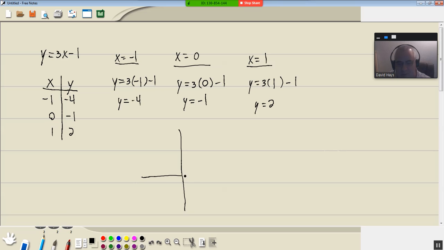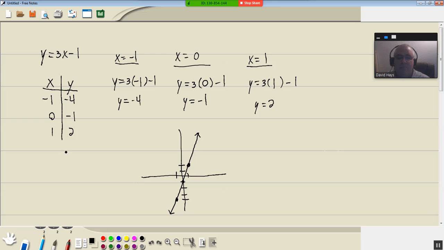So after we get the appropriate number of points, we'll go ahead and plot them. Negative 1, negative 4 would be more or less right here. 0, negative 1 would be right here. And 1, 2 would be right here. And then I'll draw a line through them, and that'd be your graph.